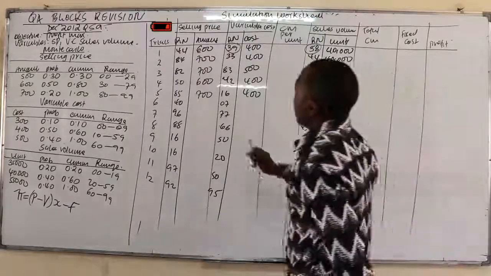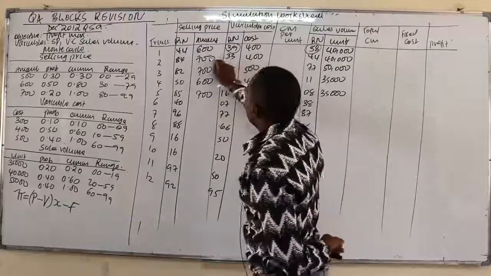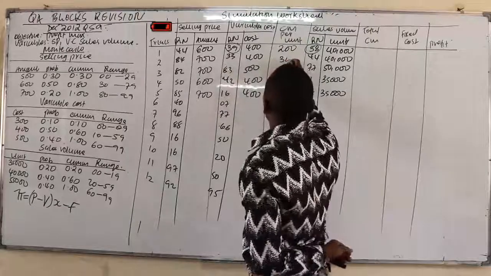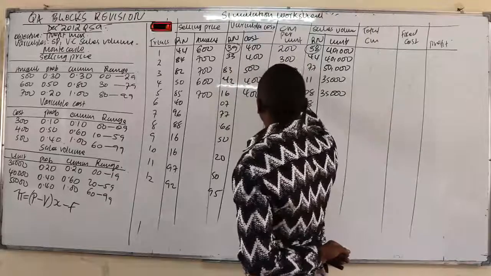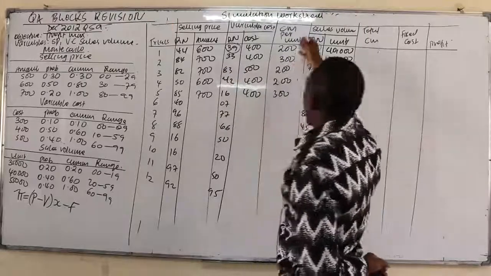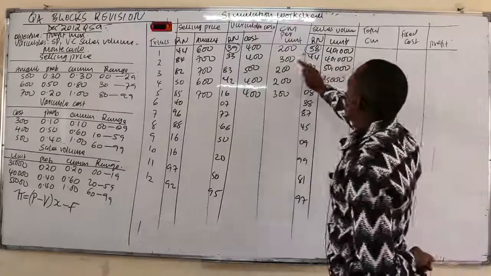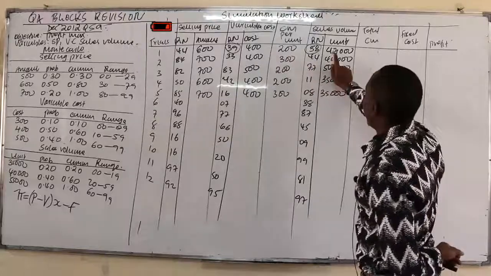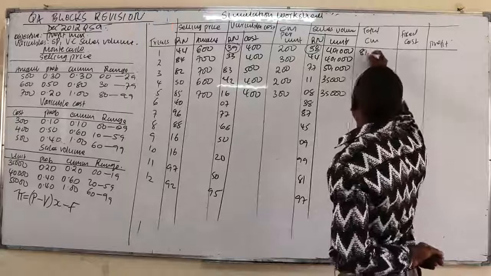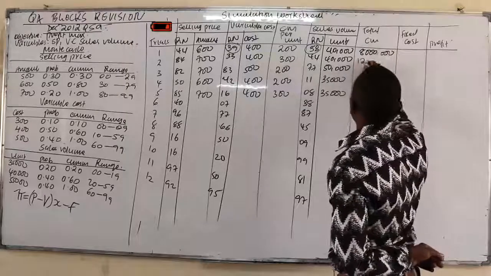So we say that you take the selling price minus variable cost, you get the contribution margin per unit. 600 minus 400, you get 200. 700 minus 400, you get 300. You get 200. 600 minus 400, you get 200, and you get 300. Once you get the contribution margin per unit, you multiply by the number of units produced. 200, you multiply by 40,000, that's 8 million, right? 8 million. 300 times that, you get 12 million.